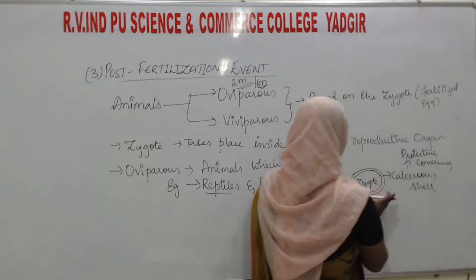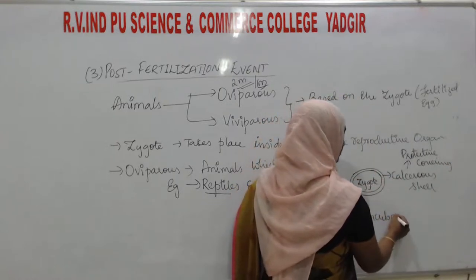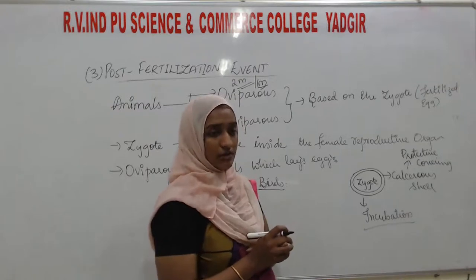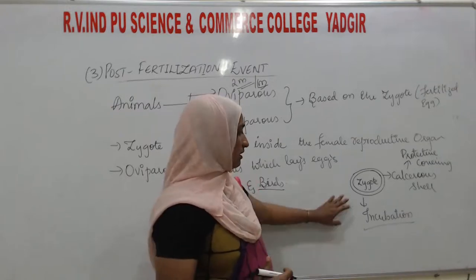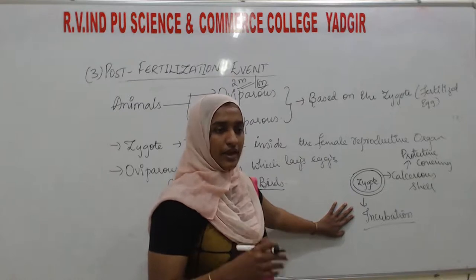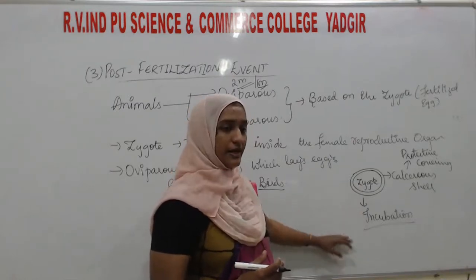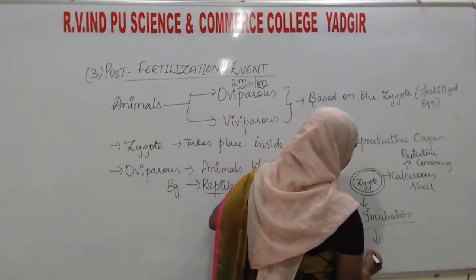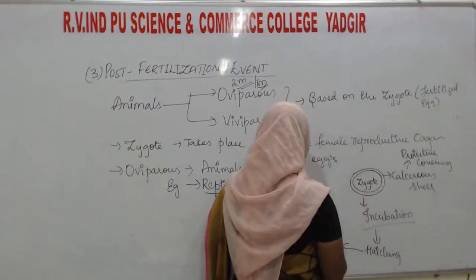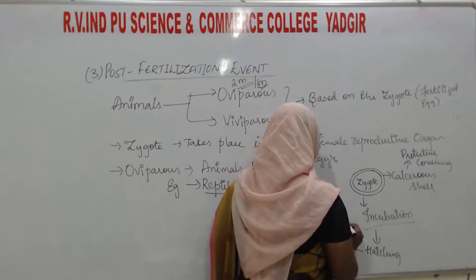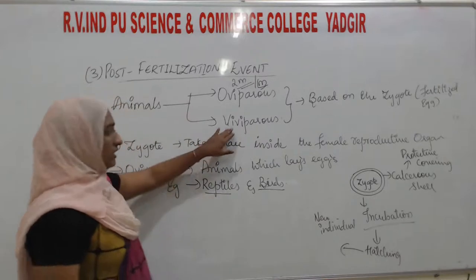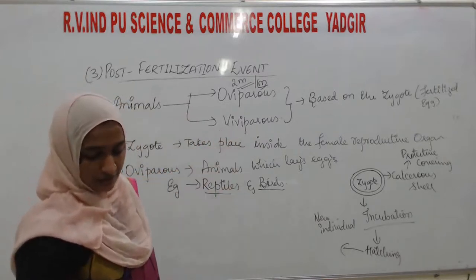Then, this zygote or fertilized egg will undergo the incubation period. As you are familiar with how the hens or the birds produce the young ones, first they lay the eggs, then they sit on them. For what reason? They are providing the heat, temperature to the eggs, so that they can produce the young ones. So after the incubation period, it will undergo the hatching process. Then a new organism, a new individual, is going to form. So all these things are about the oviparous animals. Okay, then on the other hand, one more type is there, that is the viviparous. So let's see about that one.